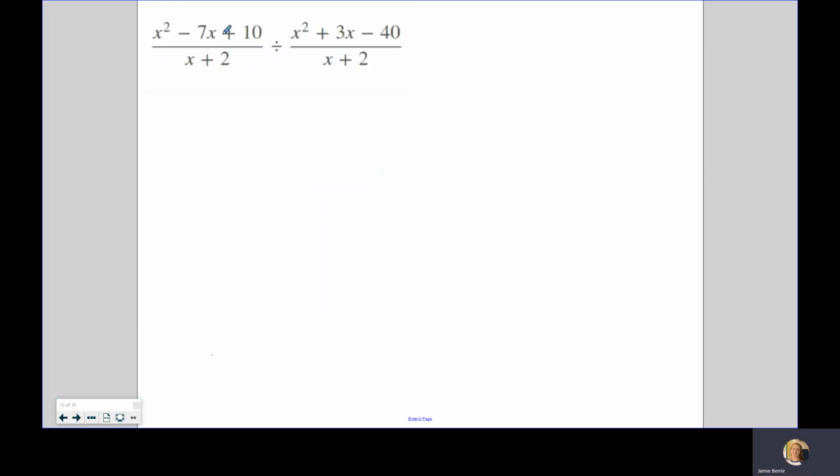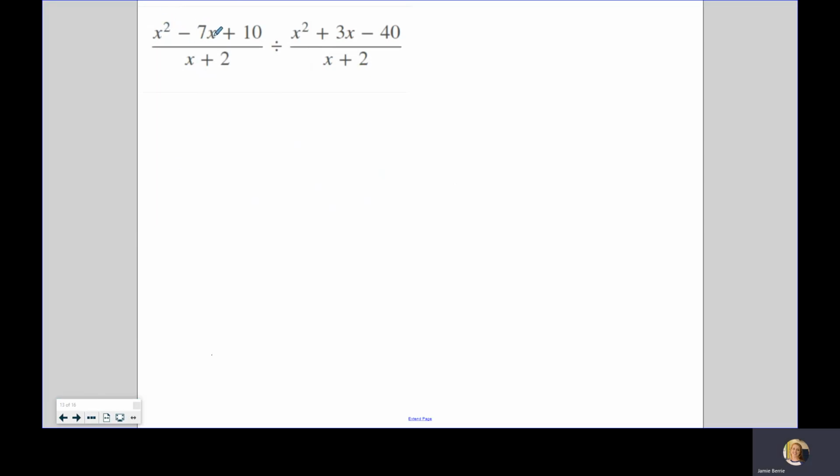Here's a division problem. Again, we have some numerators here that are going to need some work. Division is a little bit more work compared to multiplication, but it's not terribly difficult. All right, so I think we could factor these pretty easily. So let's see if we could factor these in our head.